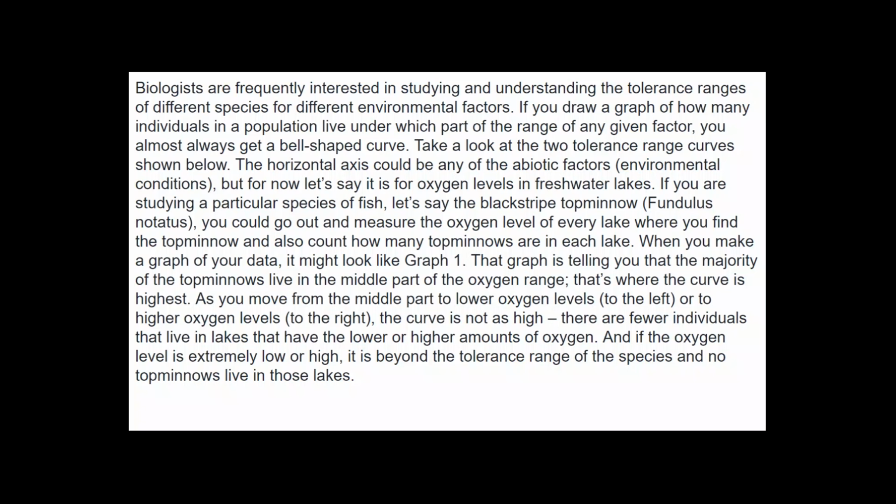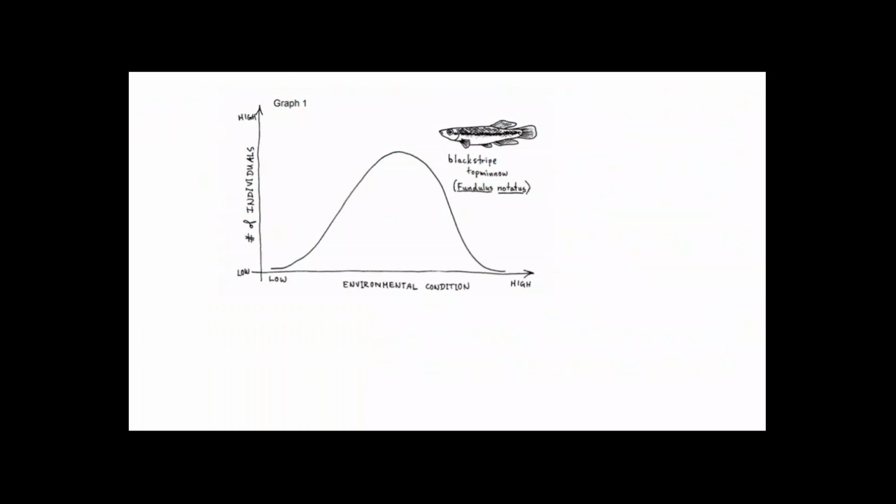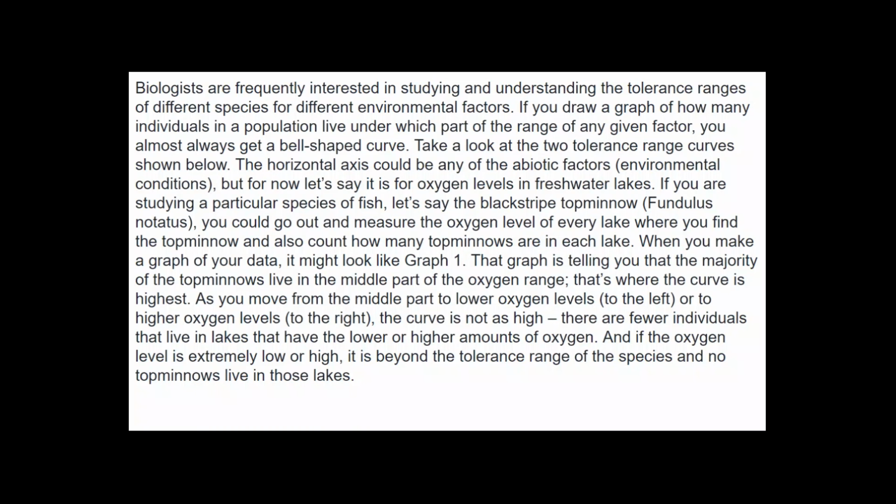Take a look at the two tolerance range curves shown below. These ones here. The horizontal axis could be any abiotic factor, and by that we mean environmental condition, but let's say it's oxygen levels in freshwater lakes. If you're studying a particular species of fish, let's say the blackstripe topminnow, you could go out and measure the oxygen level in every lake where you find the topminnow, and also count how many topminnows are in each lake.